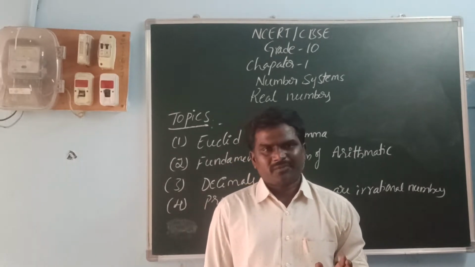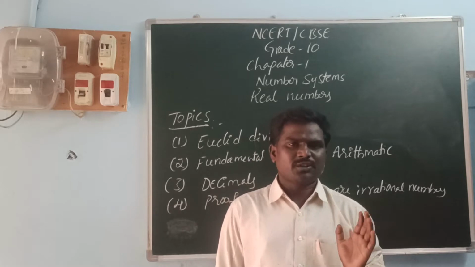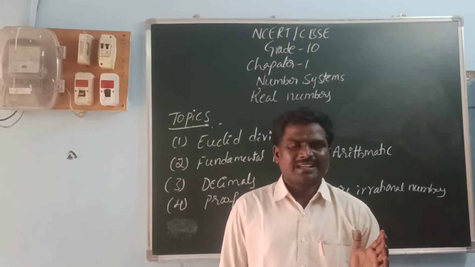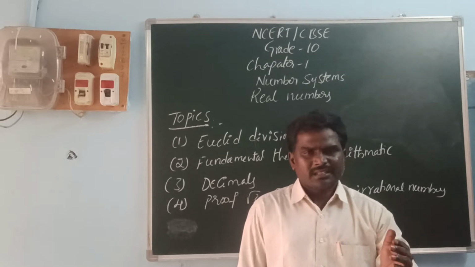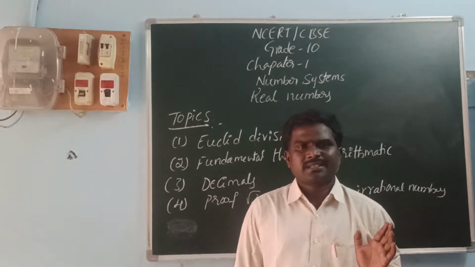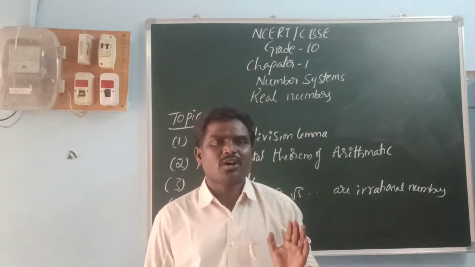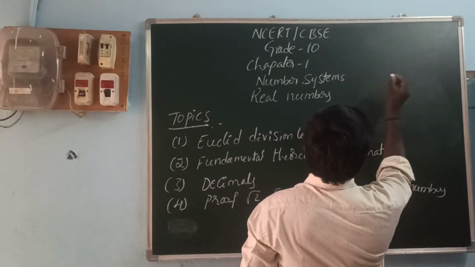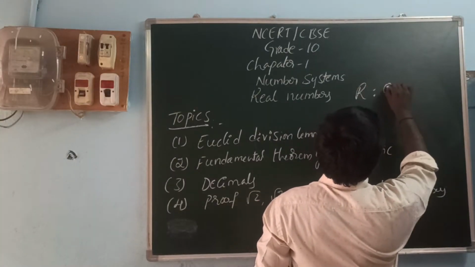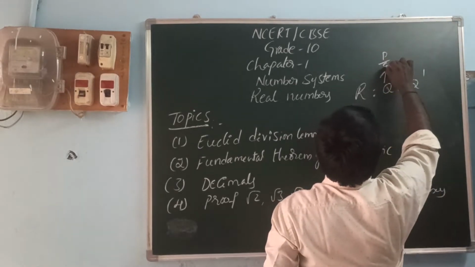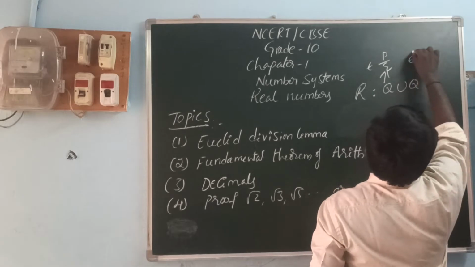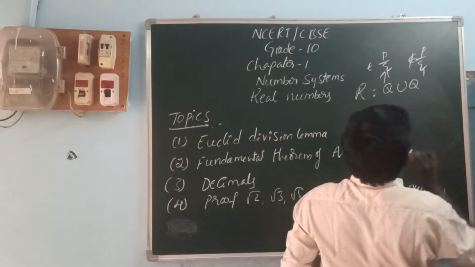Q dash, irrational numbers. Irrational numbers are denoted by Q dash or S. The numbers that cannot be written in the form of P by Q are called irrational numbers. So real numbers mean what? The combination of rational and irrational. These numbers can be written in the form of P by Q, and these numbers cannot be written in the form of P by Q.